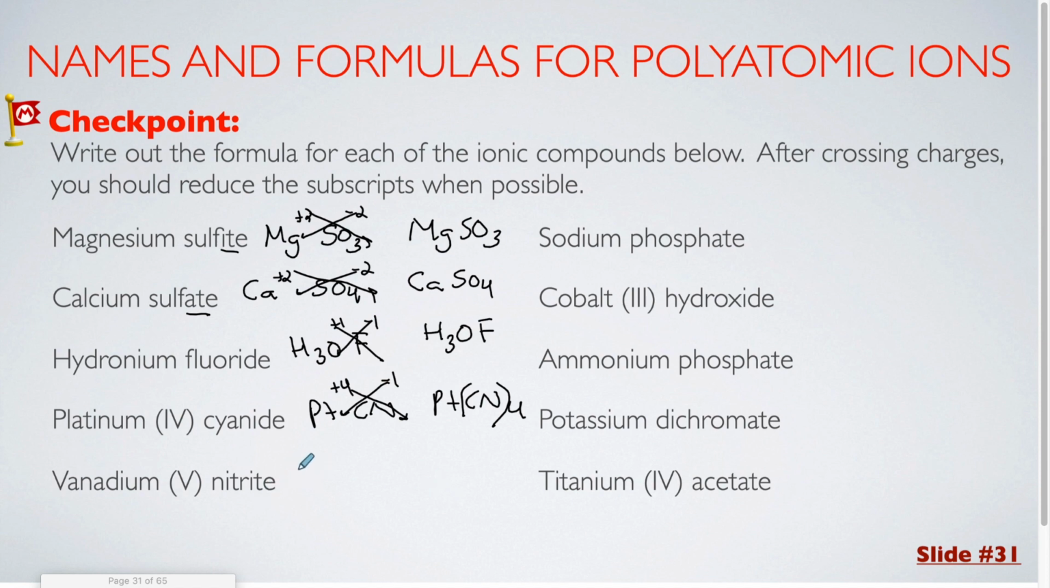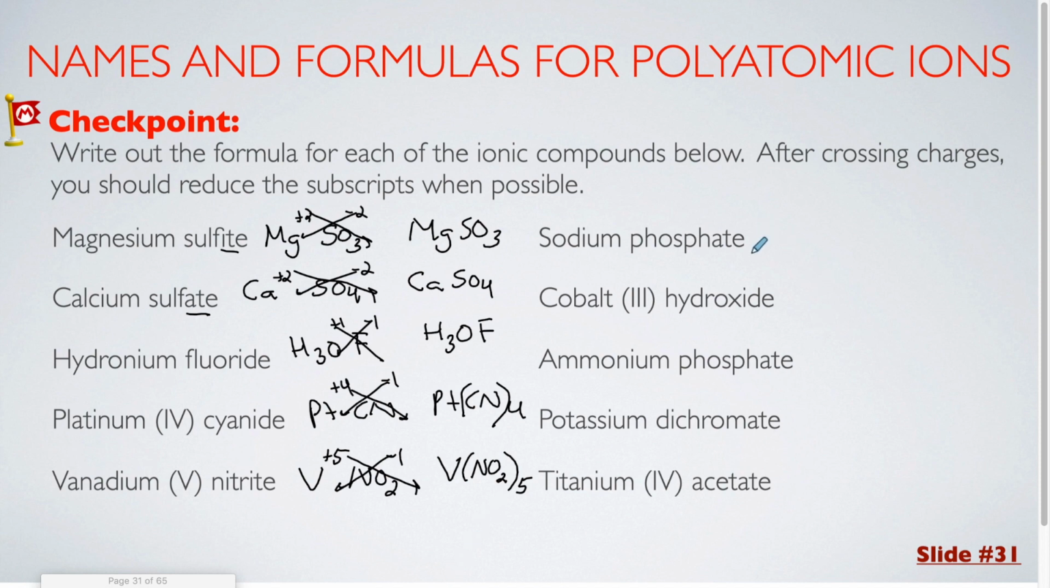Next up, we have vanadium with a +5 charge and nitrite, which is NO2 with a -1. We're crisscrossing again, and we're going to end up with 5 of the nitrite and 1 of the vanadium. Just like before, our polyatomic ion has to go into a parentheses because there's more than one of it. My 5 is going to go on the outside. I am never replacing the subscript within the formula for the polyatomic.